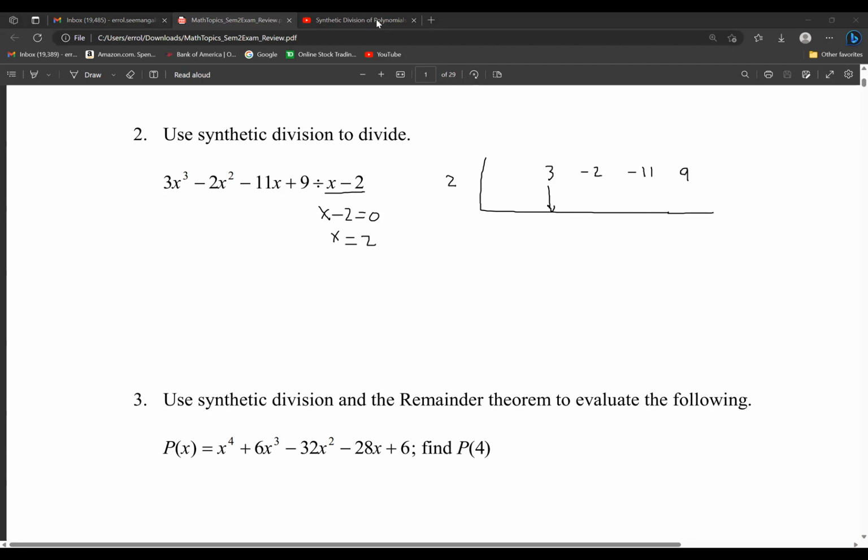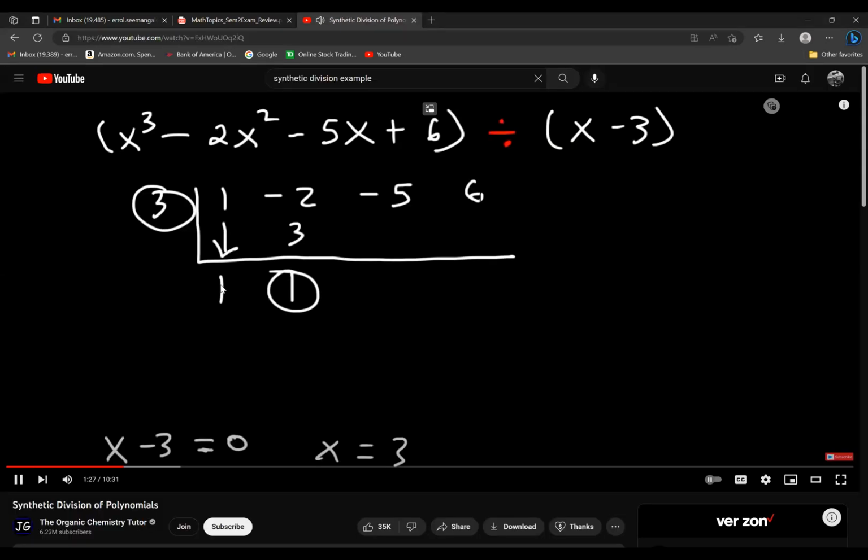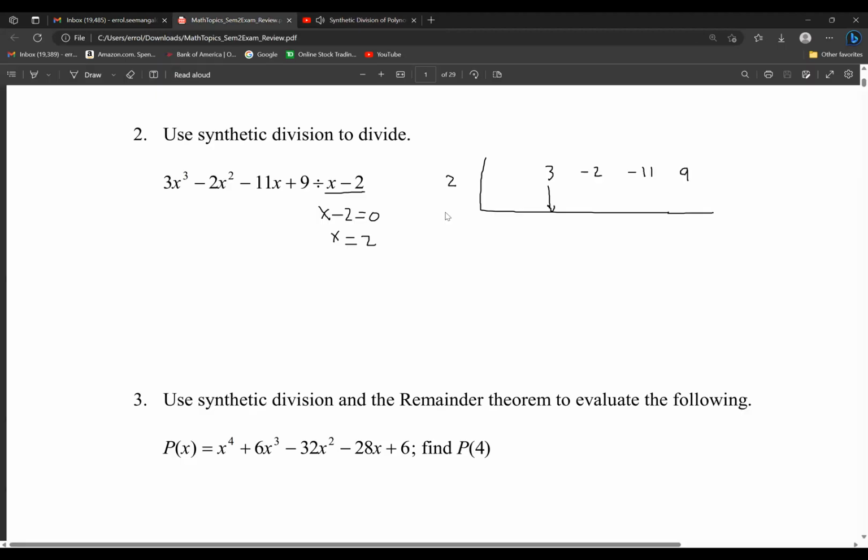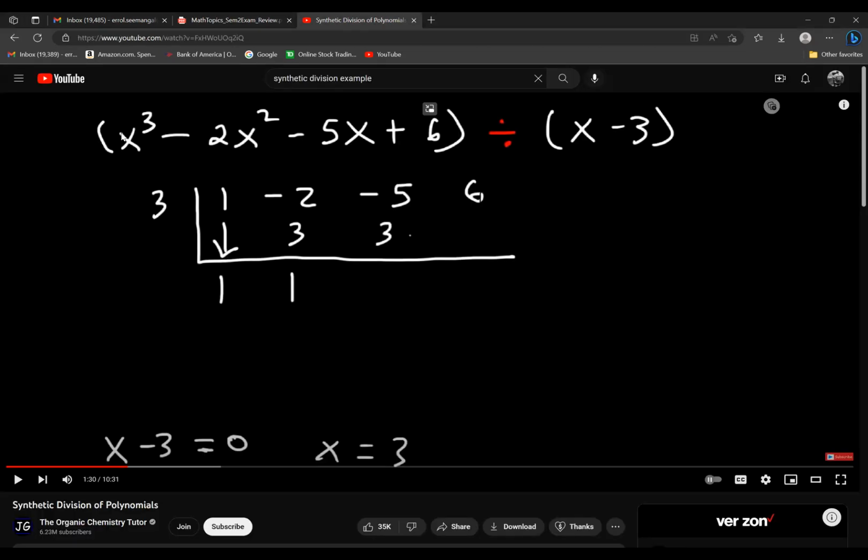Let me just go back to the 3. So 3, we're going to multiply, then add. Okay, so this first one we're going to bring down. Let me erase that. Let me go back. Okay, so the first one they bring down, the coefficient in the example is 1 there.